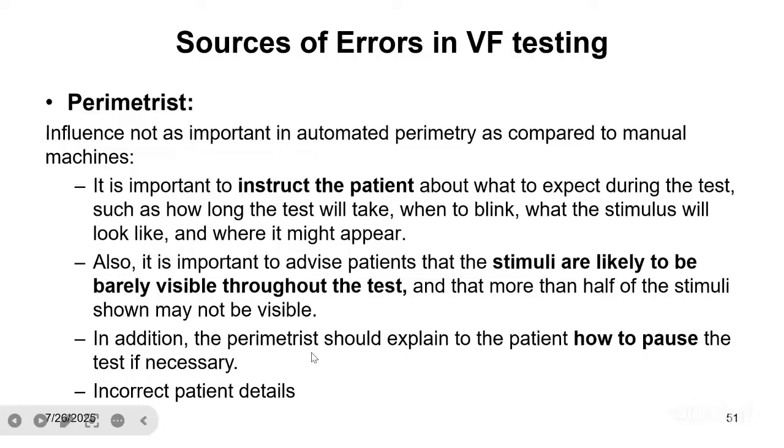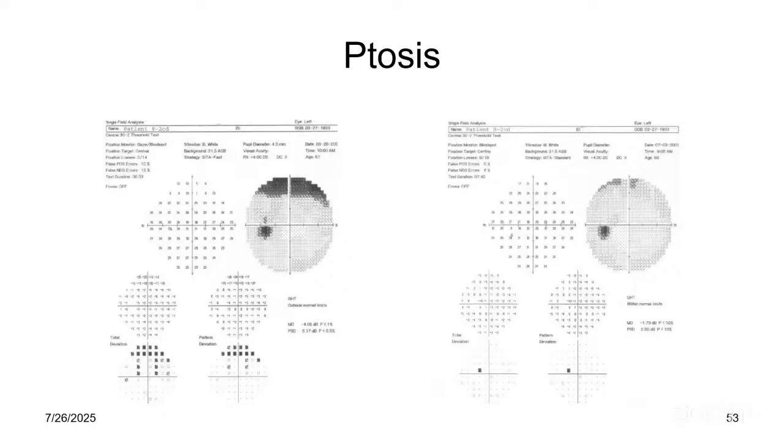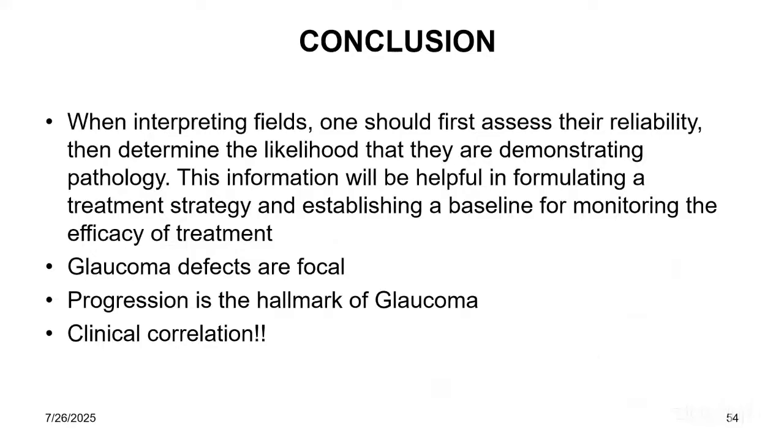And in addition, the perimetrist should explain to the patient how to pause the test if necessary. And then incorrect patient details can also affect the test. So this is just a lens rim artifact. And then the patient has ptosis, and when the lid was taped up, you see the improvements in the visual field. So when interpreting fields, one should first assess their reliability, then determine the likelihood that they are demonstrating pathology. And this information will be helpful in formulating a treatment strategy.